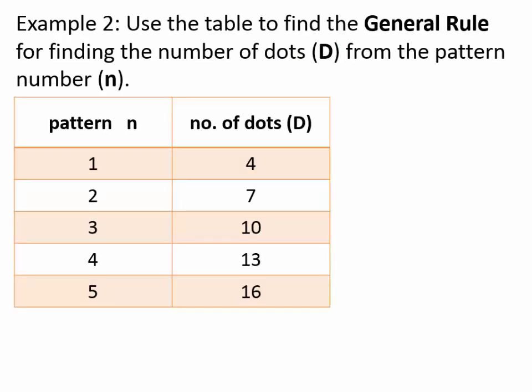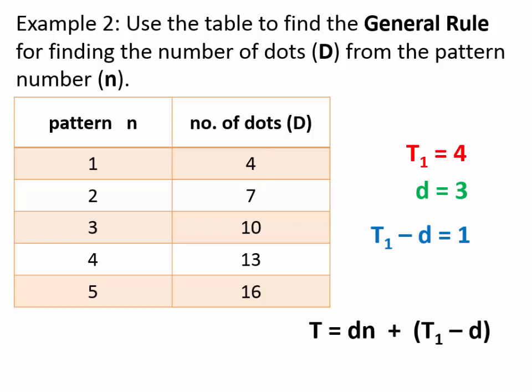Here's a very similar problem, except we've got to give the general rule in terms of d. Well, what's the first term? It's 4. What's the common difference? 7 take away 4 is 3. What is the first term take away that common difference? 4 take away 3 is 1. So we'll use the formula to find the general rule. This time it's going to be d equals 3n plus 1.